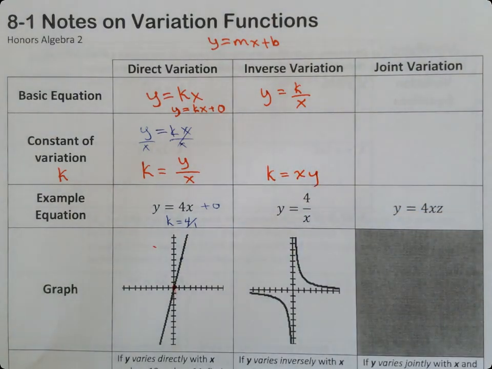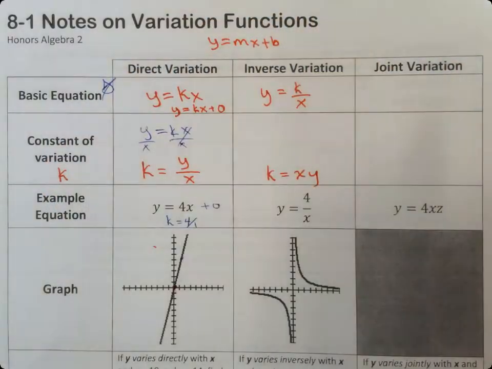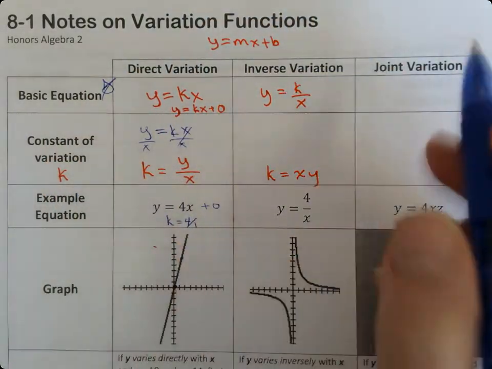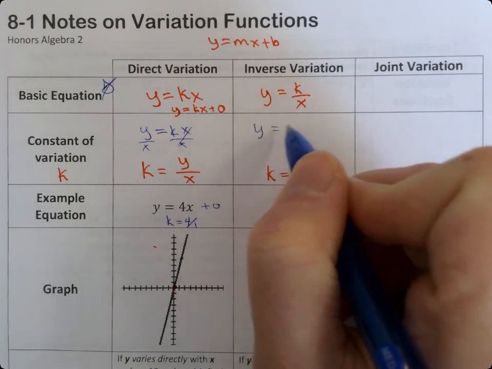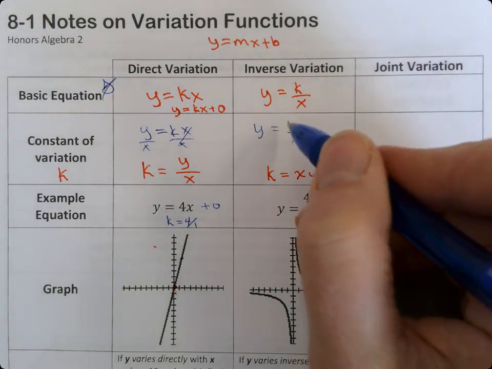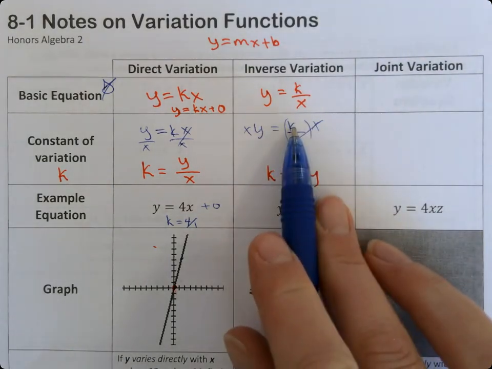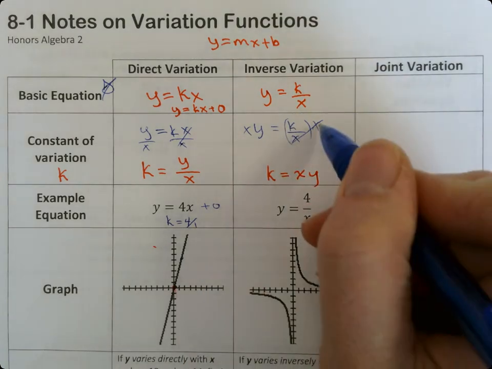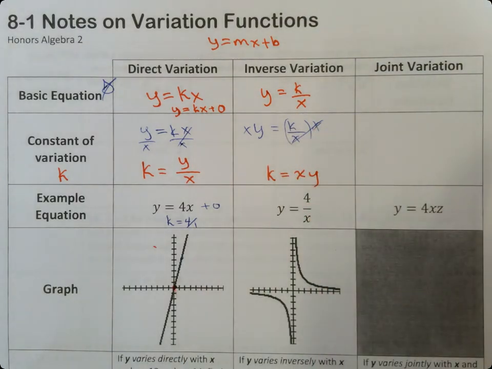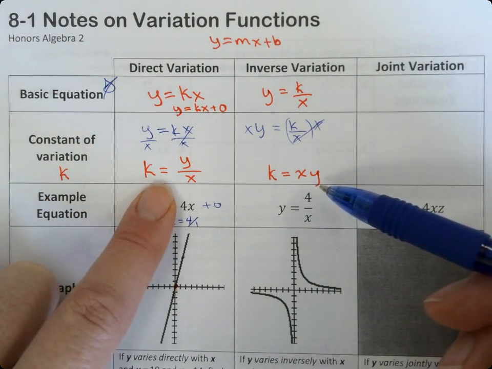So how do I get that without memorizing all of this? I do need to memorize the basic equations. How do I get the constant of variation? I would take that basic equation, and I need to get k by itself. So how do I get rid of x? I would multiply both sides by x, and you see that my k is equal to xy. So I need to memorize these, and I should be able to solve for k.